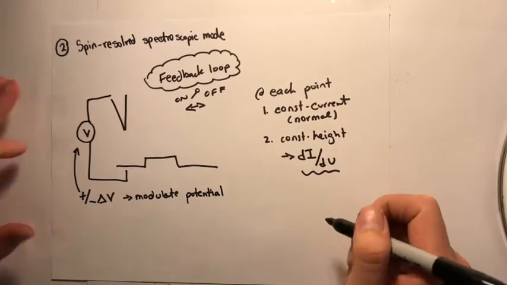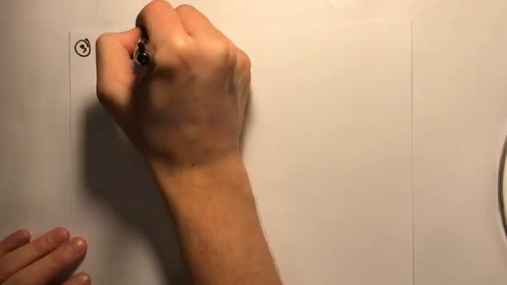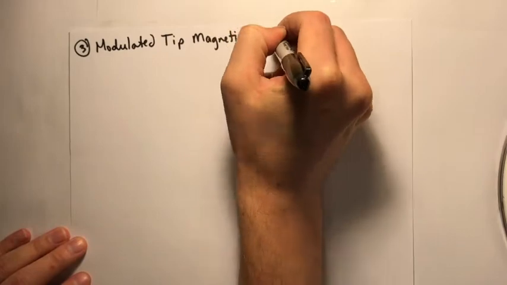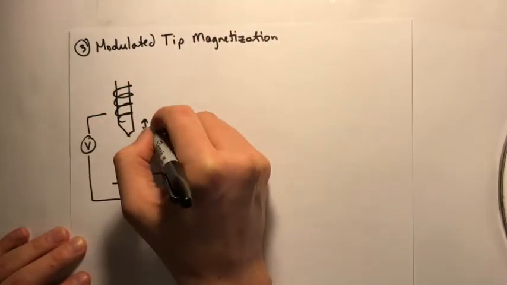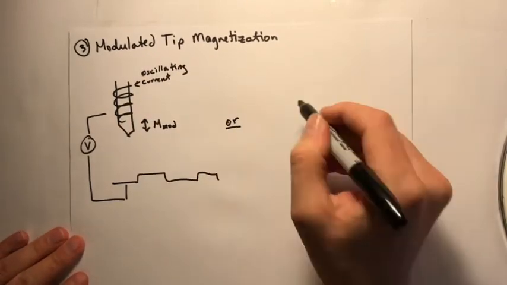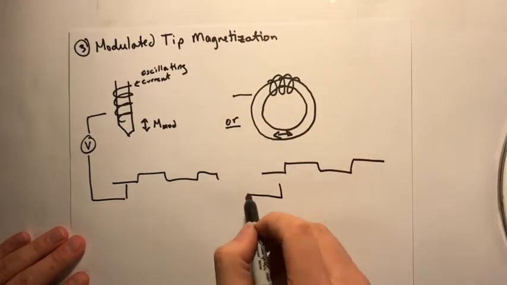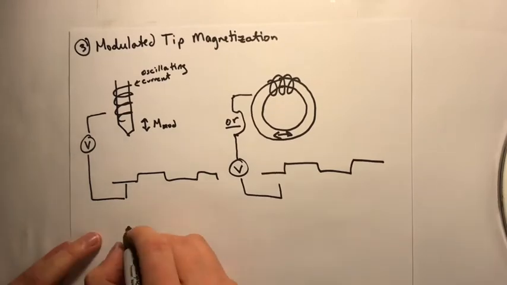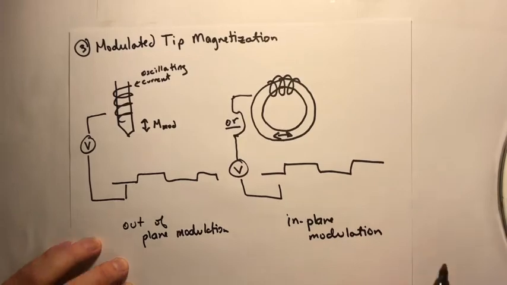Finally, you can use a mode called modulated tip magnetization. In this mode, you wrap a coil around the STM tip, allowing you to induce electromagnetic behavior in the tip. By modulating this electromagnetic behavior very quickly, you can switch the polarization of your tip back and forth, either in an in-plane or out-of-plane configuration, shown here in these two images. If you modulate this quicker than the height feedback loop can respond, you'll be able to tease out the magnetic information separate from the height information without inducing tip crashes.